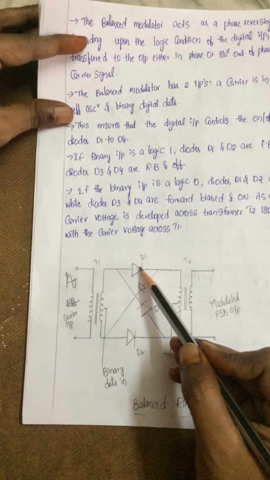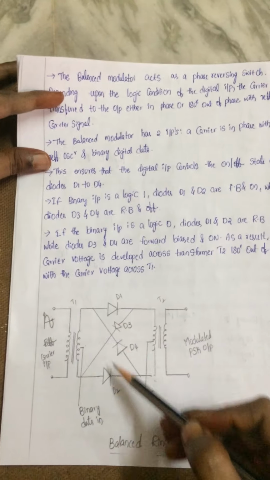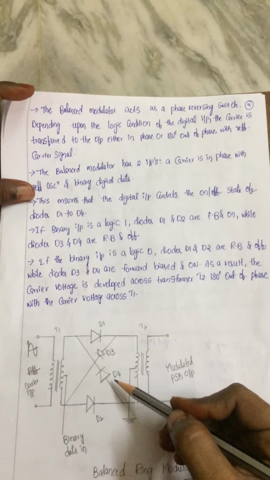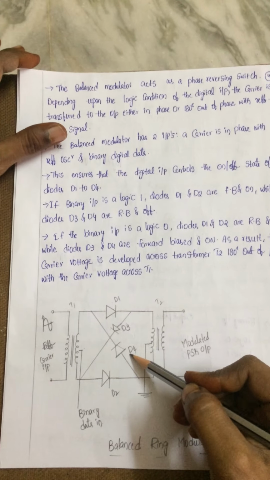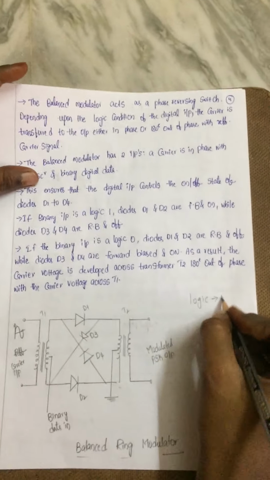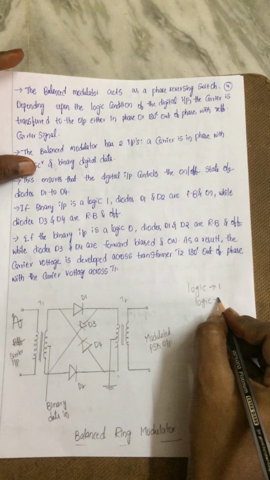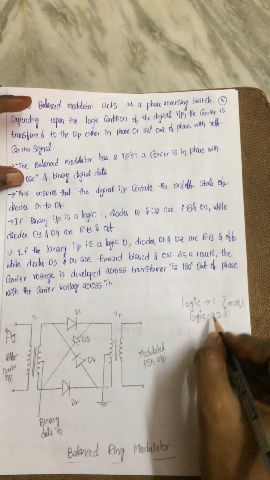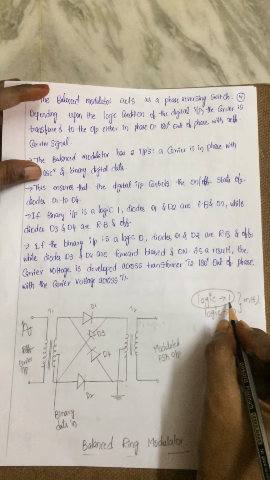Yes, so there are 4 diodes: D1, D2, D3, D4. By seeing, we can say D1 and D2 are forward biased, and D3 and D4 are reverse biased. First we'll give either logic 1, meaning a positive value, or logic 0. These two are the inputs which are coming from the message signal. Let me take logic 1, meaning a high value.